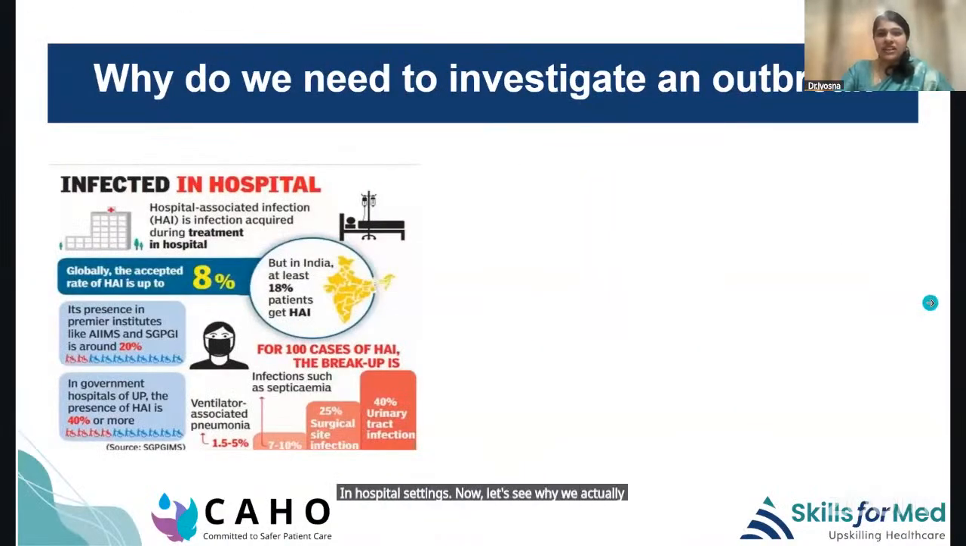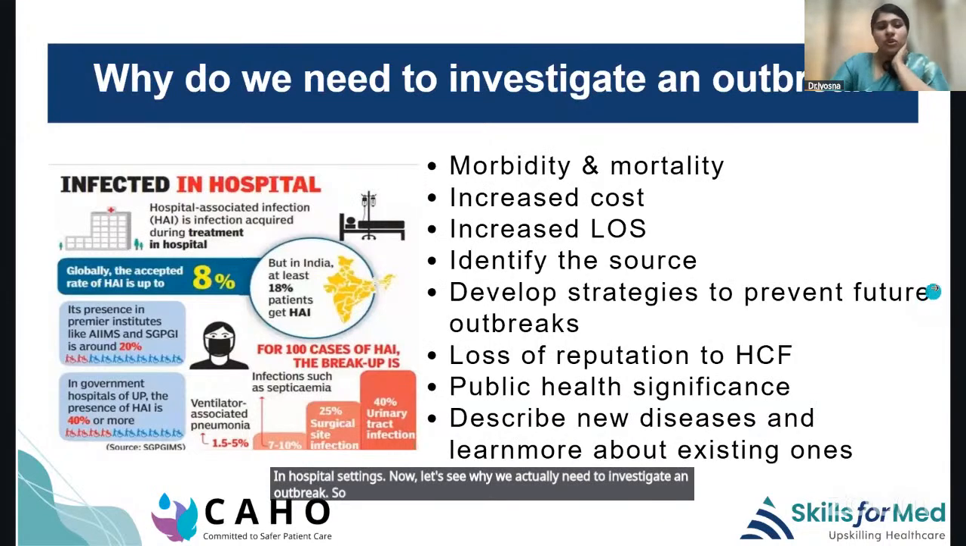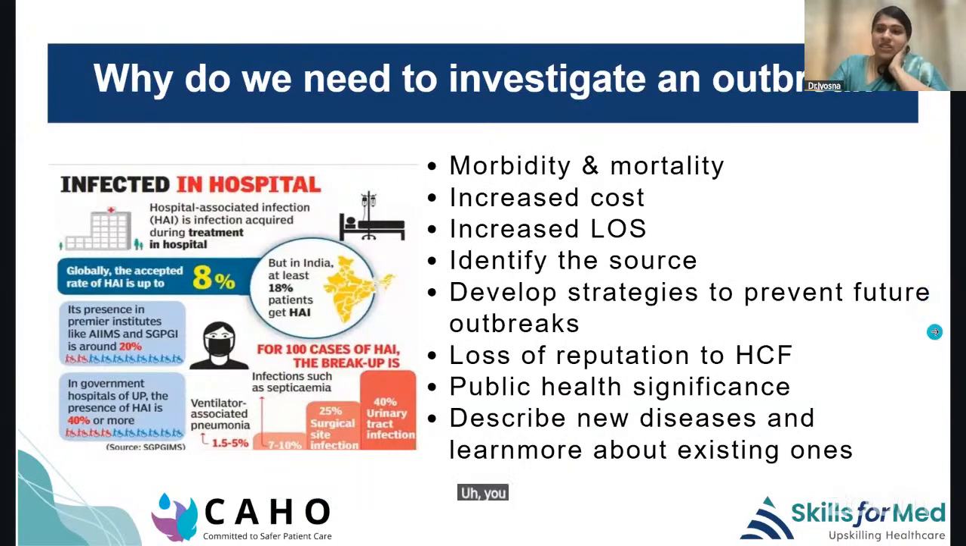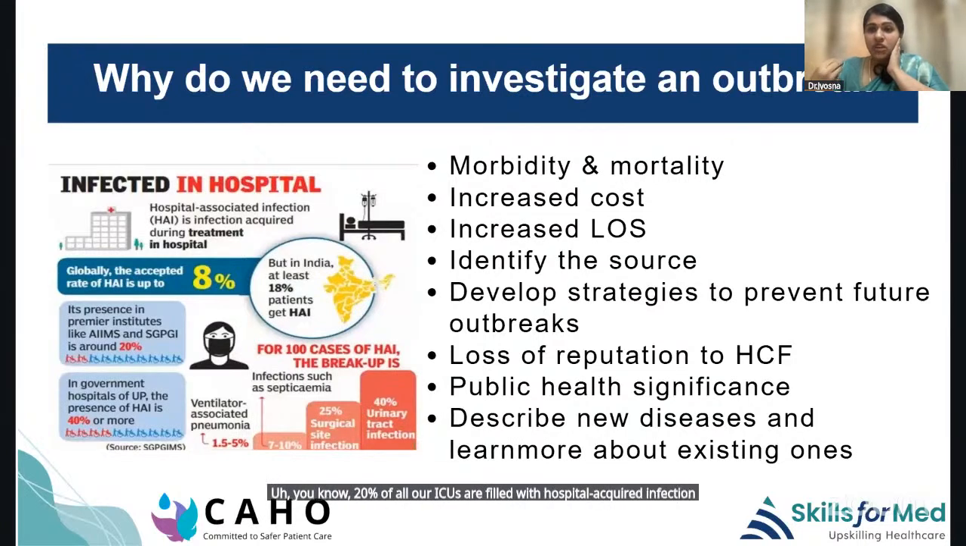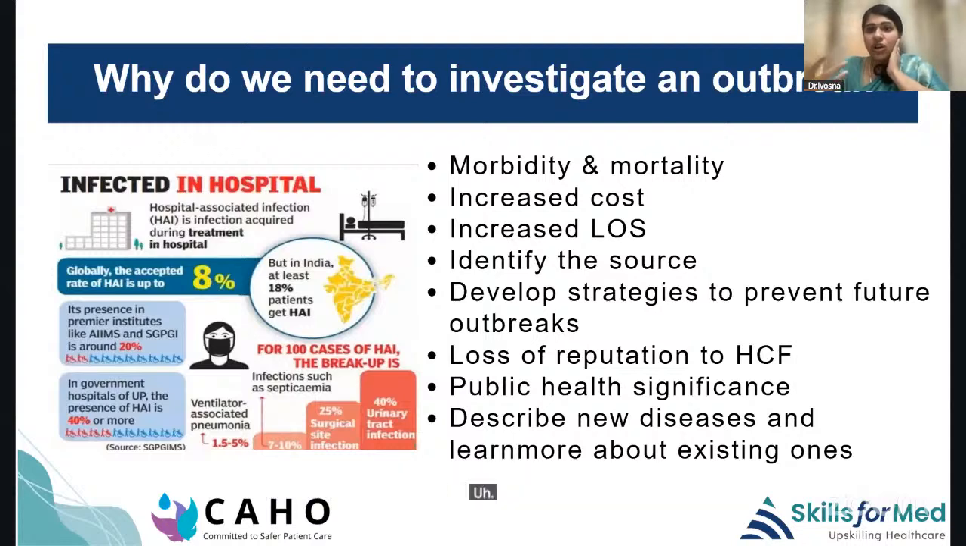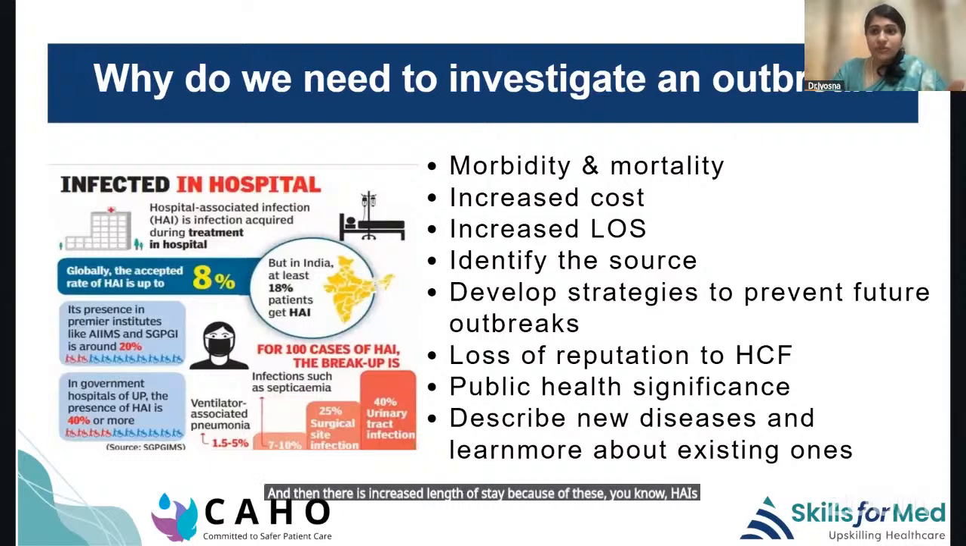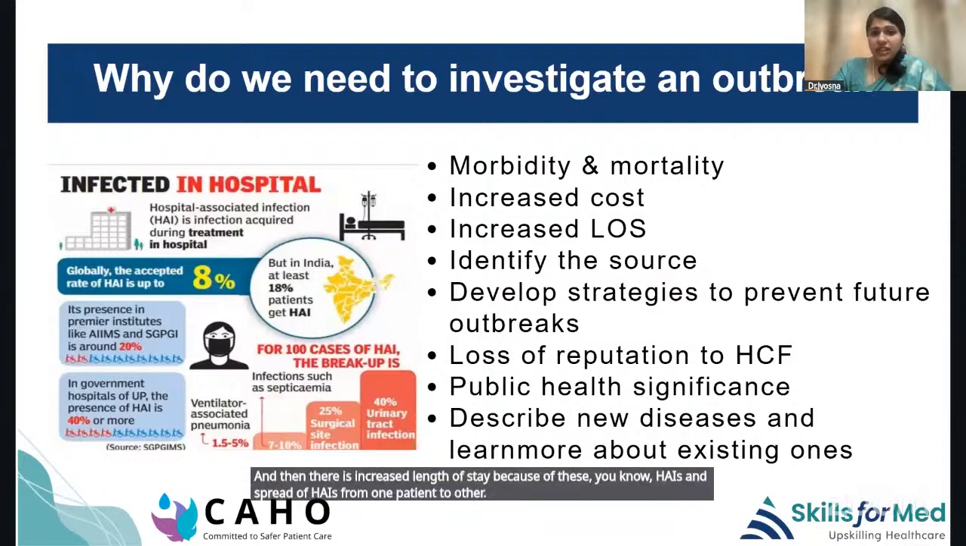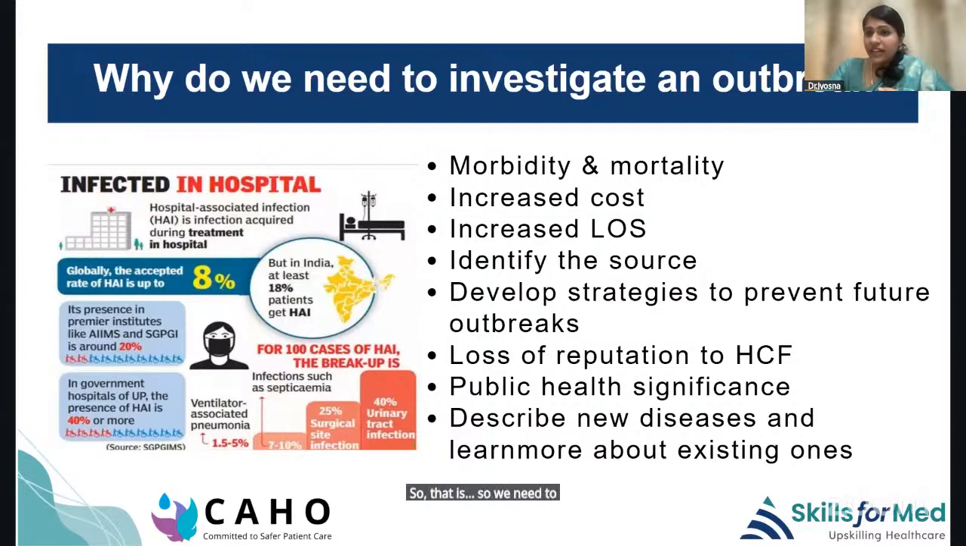So with these examples of outbreaks in hospital settings, now let's see why we actually need to investigate an outbreak. You all already know, 20% of all our ICUs are filled with hospital acquired infection, may it be urinary tract infection or a bloodstream infection. This is causing a lot of mortality and morbidity, and then the patient has to bear the cost, and there is increased length of stay because of these HAIs and spread of HAIs from one patient to another. So we need to investigate them, find the source, and develop strategies to prevent them, right?